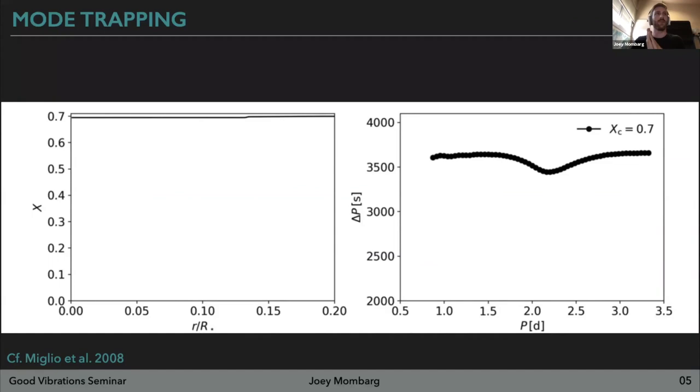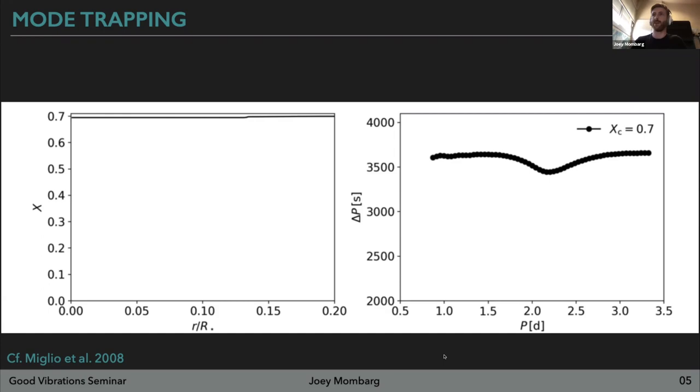But also mixing in stars changes the period spacing pattern. What I'm showing here on the left is the profile of the hydrogen mass fraction for the inner 20% of the star, and then on the right, the corresponding period spacing pattern. I'm starting here already with a tiny chemical gradient, because I want to make sure the model was fully relaxed.